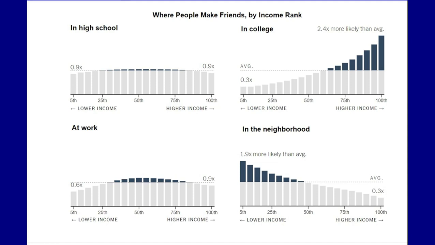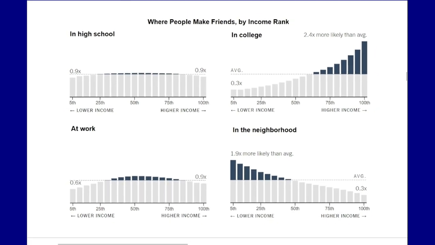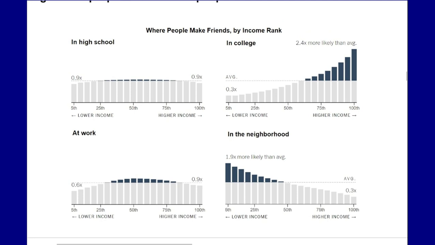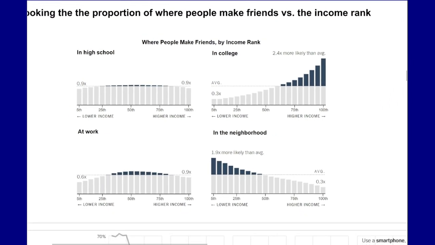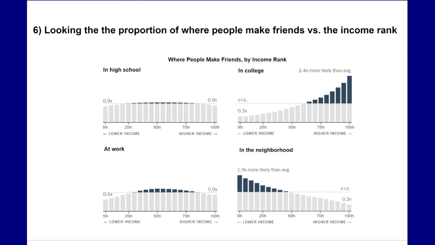And we have our different income levels. The 100th would be the high income, the 5th would be low income. We're looking at high school, college, work, and the neighborhood. So what conclusions can you make based on this? Maybe come up with a reason. Why do we see this? It's easy to come up with a conclusion, but think about why that might be the conclusion, or why we might see this data.